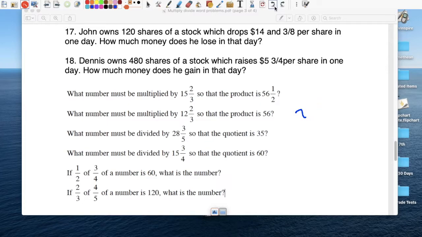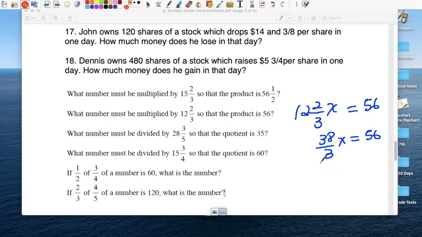I'm going to write this the proper way. So 12 and 2/3 times x, right? Times a number. I just switched the order. 12 and 2/3 times a number has to equal 56. So let's change that to an improper fraction. 3 times 12 is 36 plus 2. So 38 over 3 times a number that I don't know equals 56.